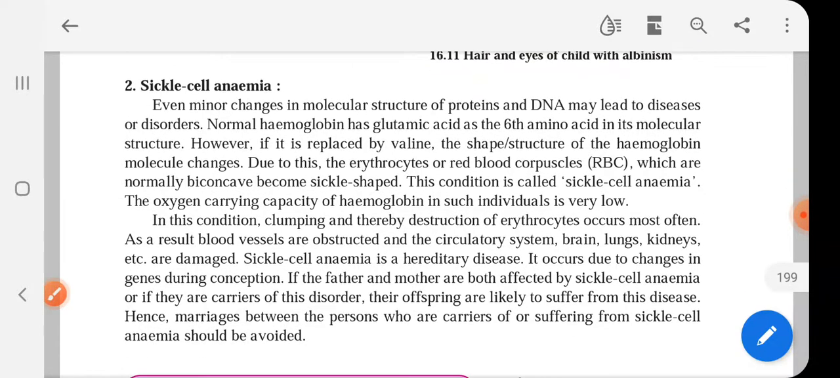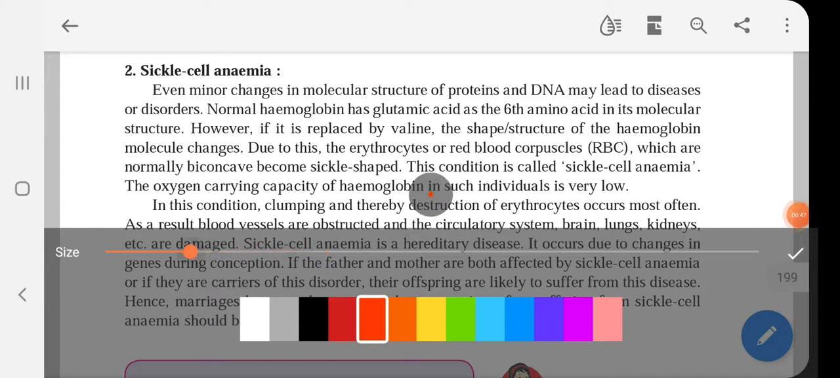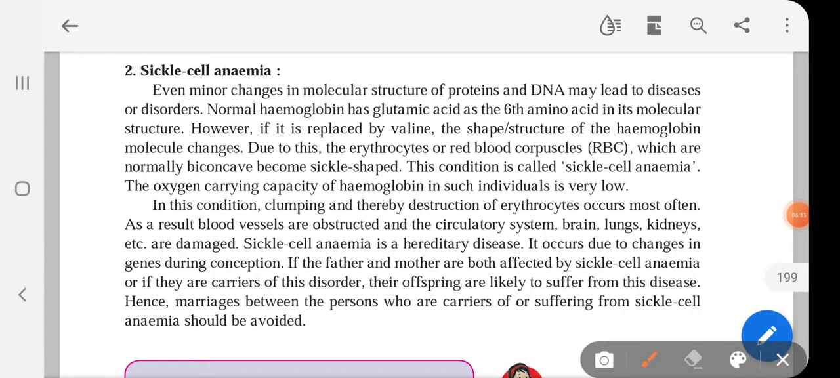Now let us talk about another one, sickle cell anemia. In case of sickle cell anemia, even minor changes in molecular structure of proteins and DNA may lead to diseases or disorders. Normal hemoglobin has glutamic acid as the sixth amino acid in its molecular structure. However, if it is replaced by a valine, the shape structure of the hemoglobin molecules changes. Due to this, erythrocytes or red blood corpuscles, which are normally biconcave, become sickle shaped. This condition is called sickle cell anemia.